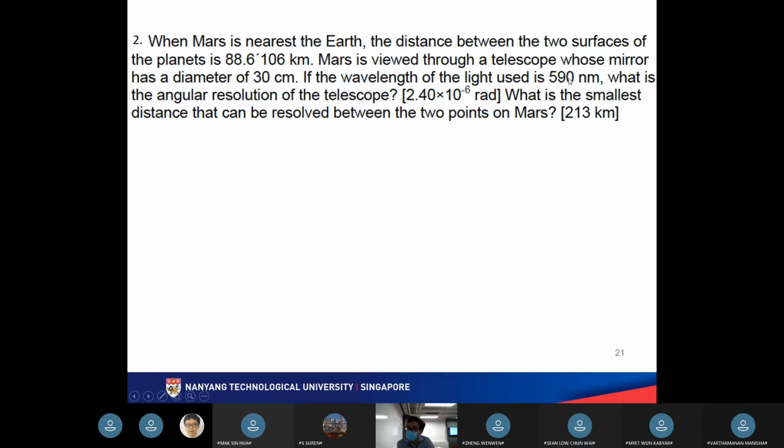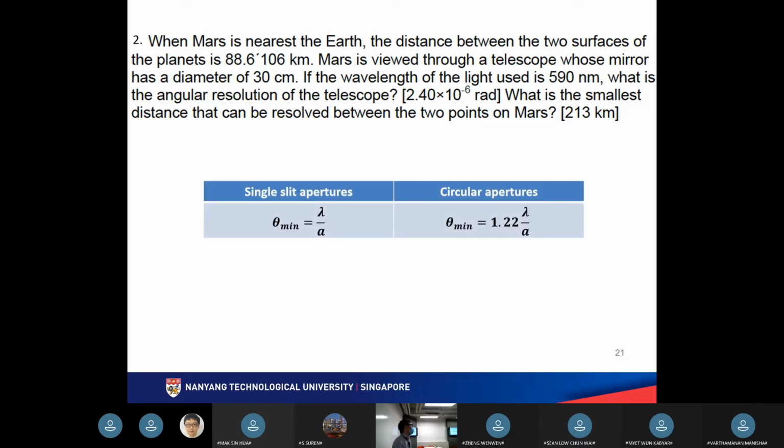Between yellow and red. What's the angular resolution of the telescope? Then what is the smallest distance, which is the physical resolution, that can be resolved on the two points on the star?